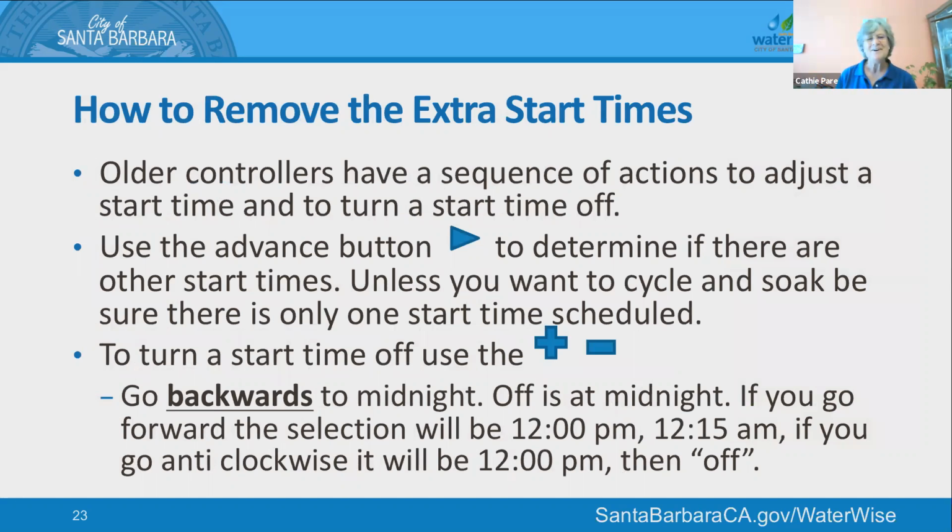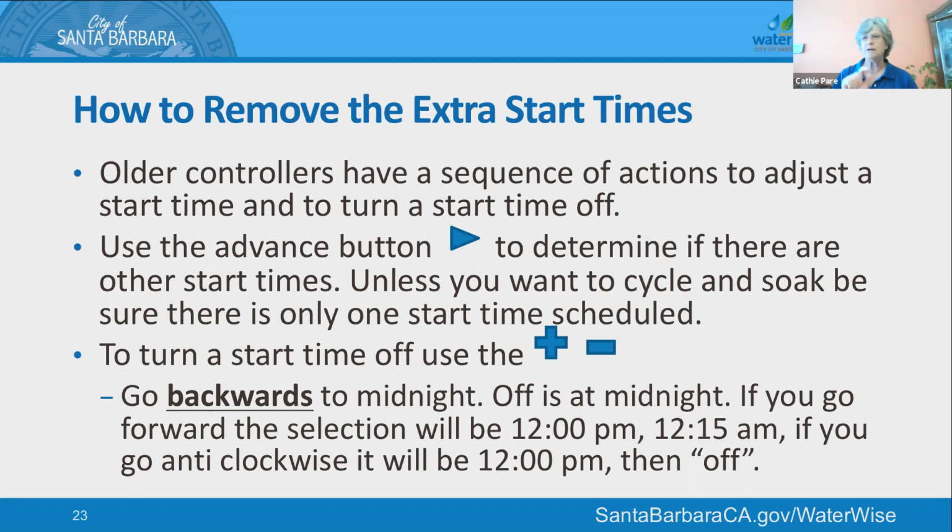Sorry about that. You can push either one of those and you'll go forward or backward, but it always goes in a big circle. So you push the forward button and you're going to get a number 2, which will say start time number 2. If you only want your sprinkler station, that zone, to come on one time, you should only have one start time. It might say off, which is great.